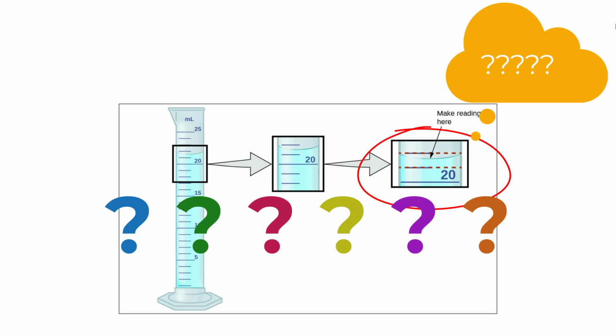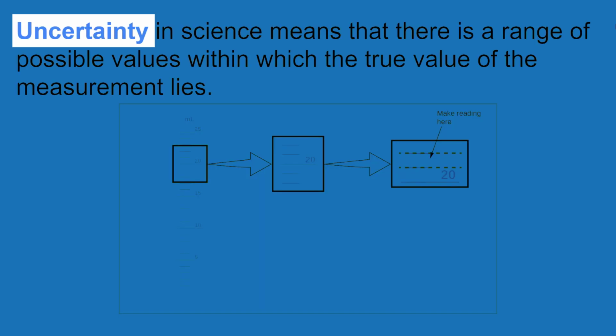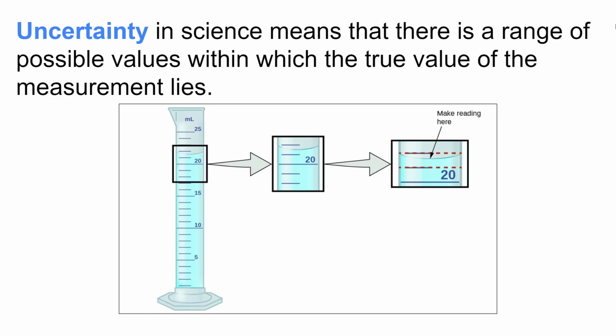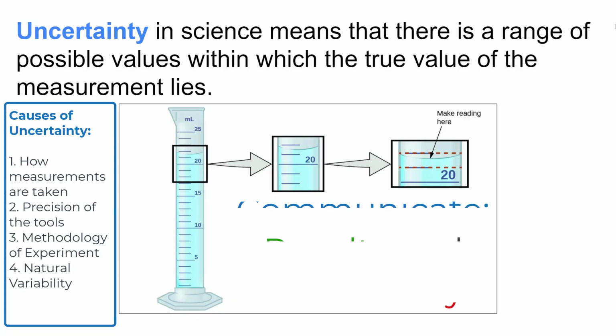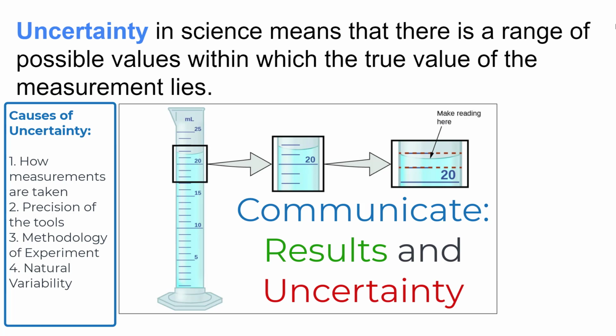To begin with, we must define uncertainty and how it plays a role in science. Uncertainty in science means that there is a range of possible values within which the true value of the measurement lies. This uncertainty can stem from many causes such as how the measurements are taken, the precision of the tools, or methodology of the experiment. Uncertainty can also come from natural variability in experimentation that cannot be controlled by the scientist. In any case, the scientist must be responsible for communicating not only the results, but also how uncertain they are in the results, due to all of the factors previously mentioned.